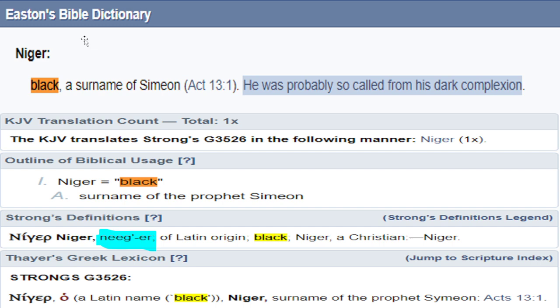Let's go to this Easton's Bible Dictionary. Niger, black, a surname of Simeon. He was probably so called from his dark complexion.